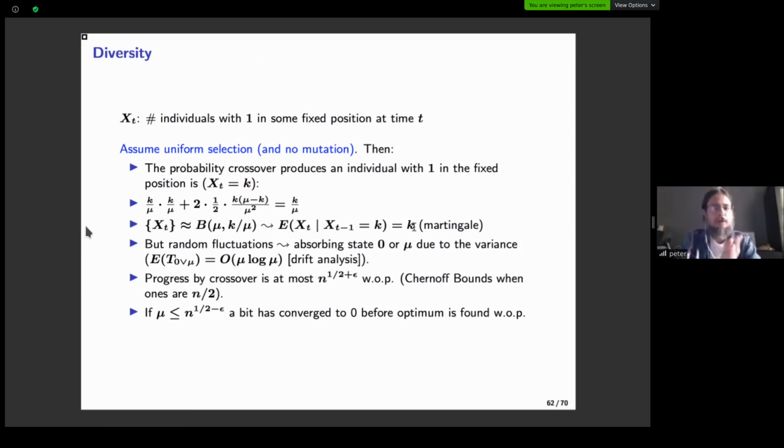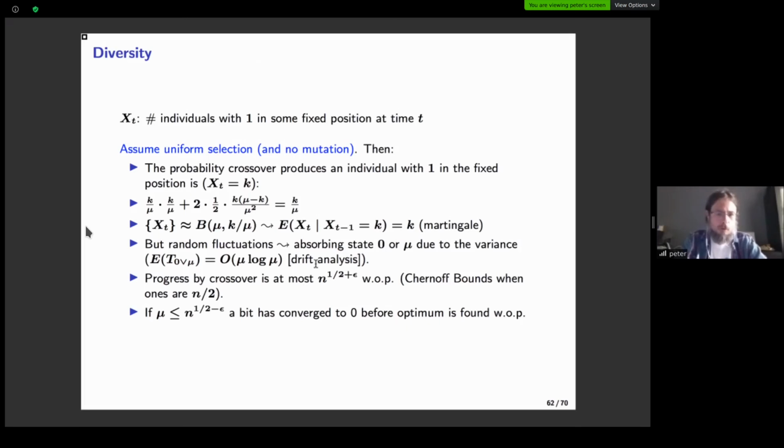So there's no drift really. We call this a martingale. However, due to the variance of the martingale, we do actually move in the search space, and we can show by standard drift analysis that after, in expectation, order of mu log mu steps, we will either have all individuals with a 1 in that position or none of them. So the bit has converged, and then crossover is not effective there.